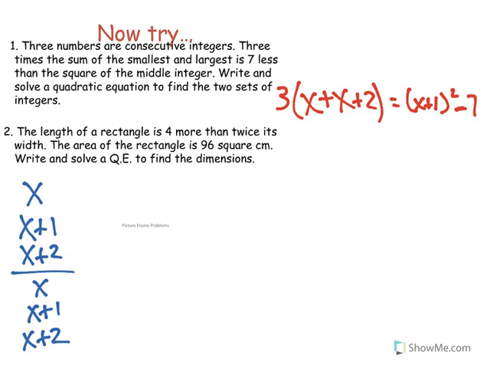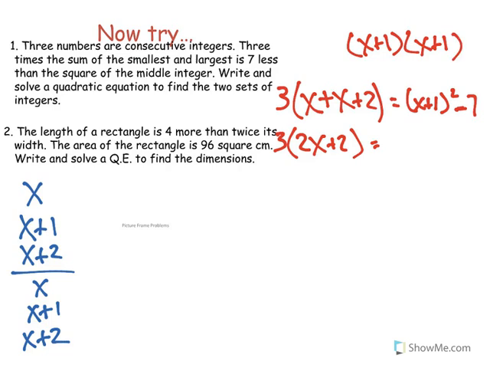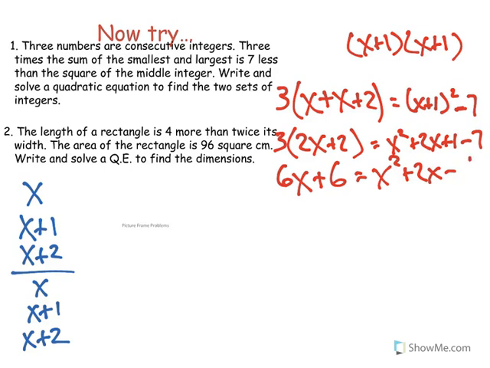Just for the sake of not confusing people, I'm going to leave it like this. So I've got 3 times the quantity 2x plus 2. Now remember, when we're doing x plus 1 squared, it's x plus 1 times x plus 1, so we will have a middle term. I know you guys all just like to square both of those terms and leave it as is, but we do have the 2x in the middle, and then I've got my minus 7. So I've got 6x plus 6 equals x squared plus 2x minus 6.